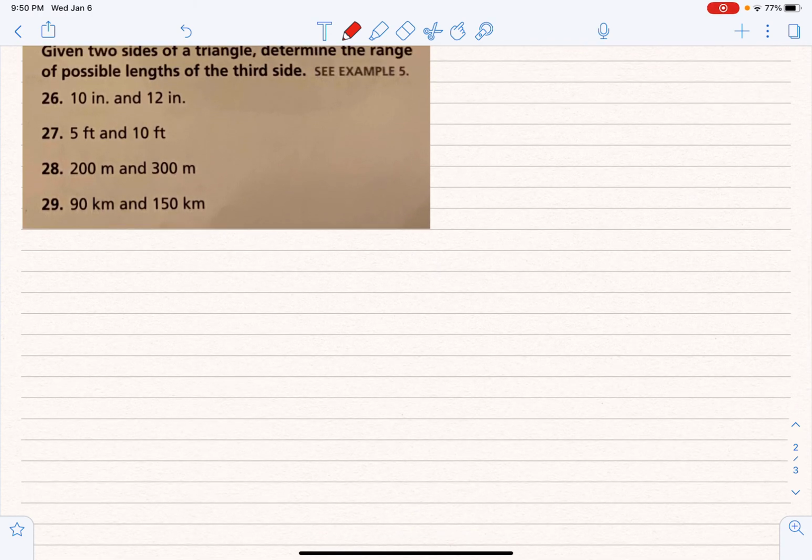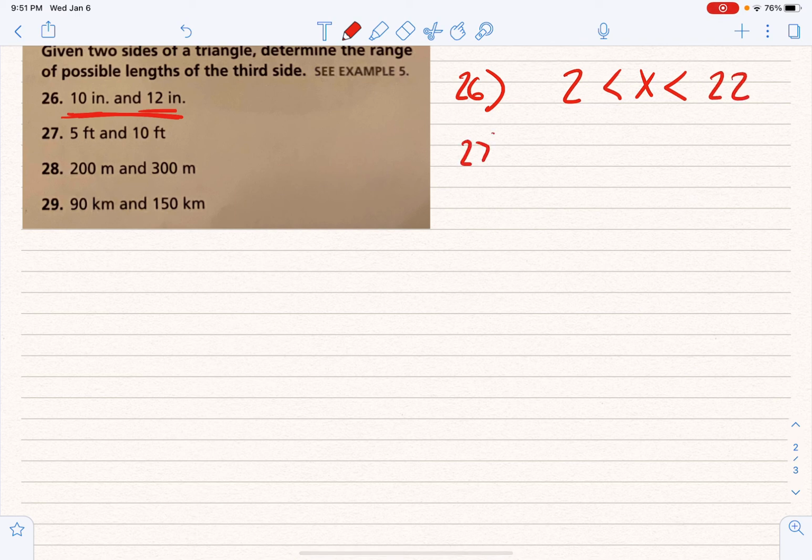All right, now the absolute finish. It says, if these were the two lengths given, what would be the range of the third side? Now, we said that this was real easy, that if we talk about the third side as being x, we know it has to be bigger than some number and smaller than some other number. We find what number it has to be bigger than by subtracting the two that we're given. So 12 minus 10 is 2. So our third side has to be bigger than 2. And then we find the other one by adding them. It has to be smaller than 10 plus 12, which is 22. So for number 26, the third side's got to be bigger than 2 and smaller than 22.